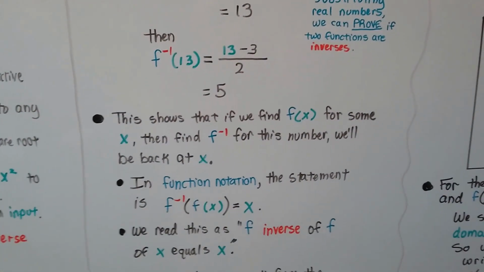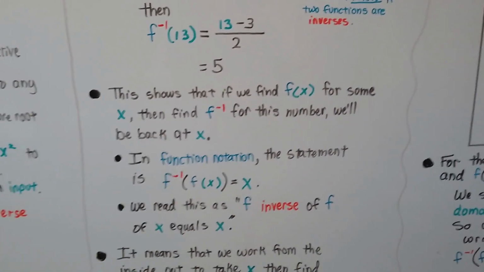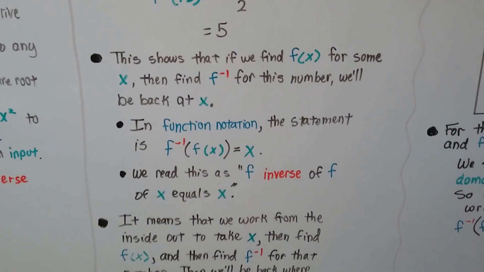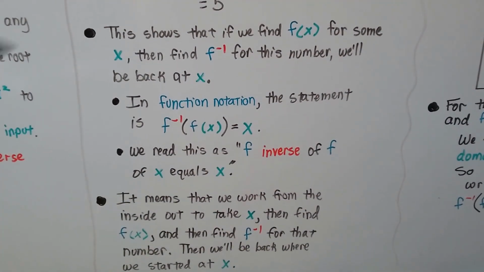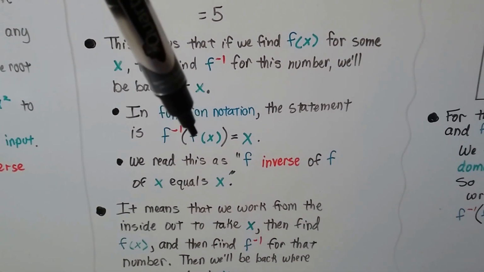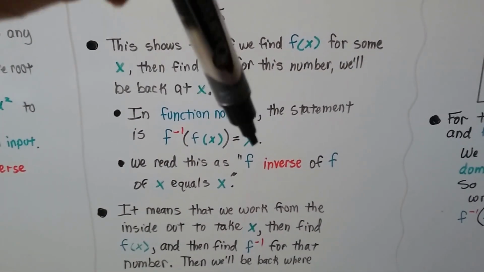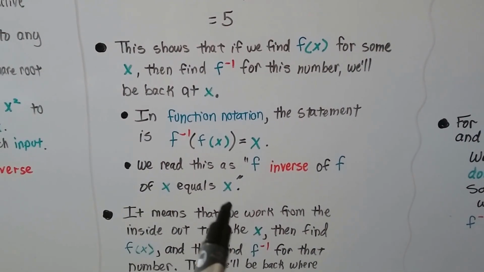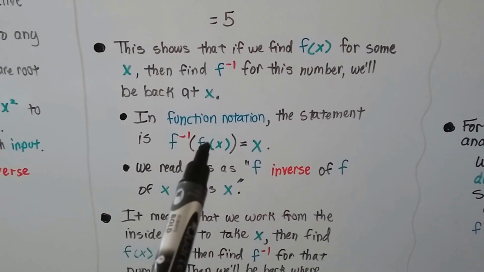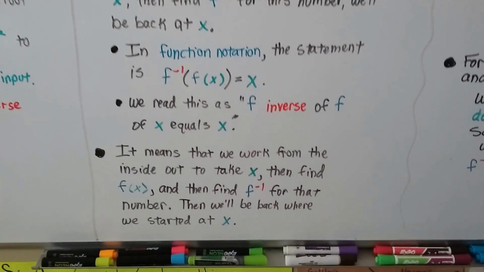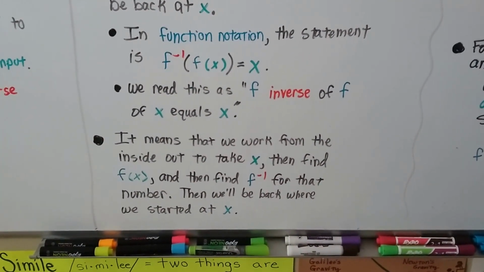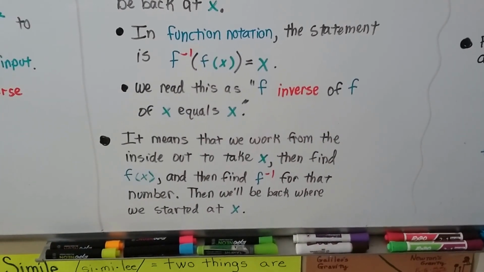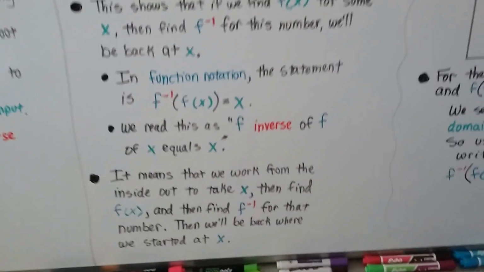And this shows that if we find f of x for some x, and then find f inverse for that number, we'll be back at x again. And in function notation, the statement is f inverse of f of x equals x. So just think of the parentheses as the "of," okay? And it means that we work from the inside out: take x, then find f of x, and then find f inverse for that number. Then we'll be back where we started, at x.